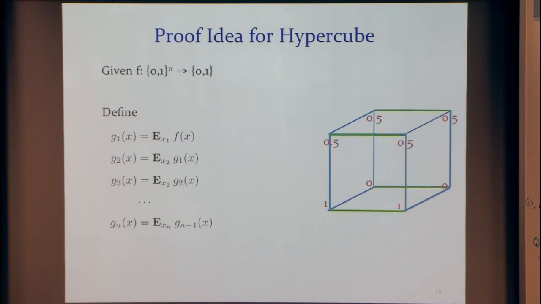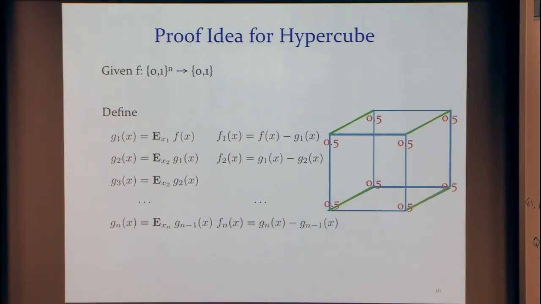And define. So here's how you construct G1. This was our original function as a labeling. We average along the first coordinate to define G1, average along the second coordinate, third coordinate to define G2 and G3. And define the differences of these functions as fi. So f1 is defined as f minus G1, where G1 was the average along the first coordinate. F2 is defined as G1 minus G2, and so on.